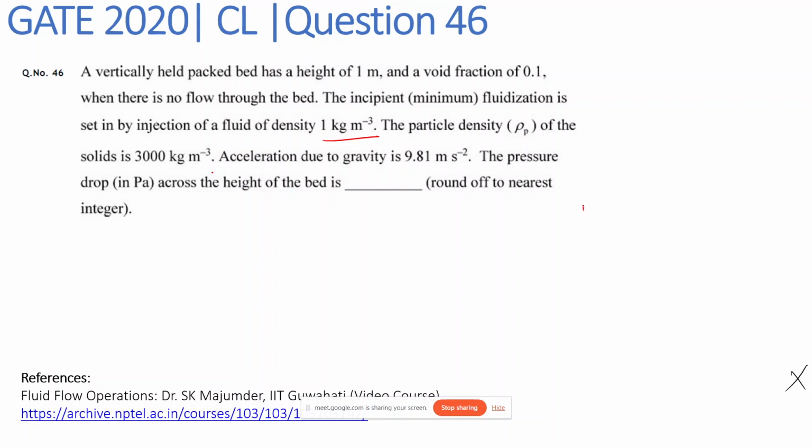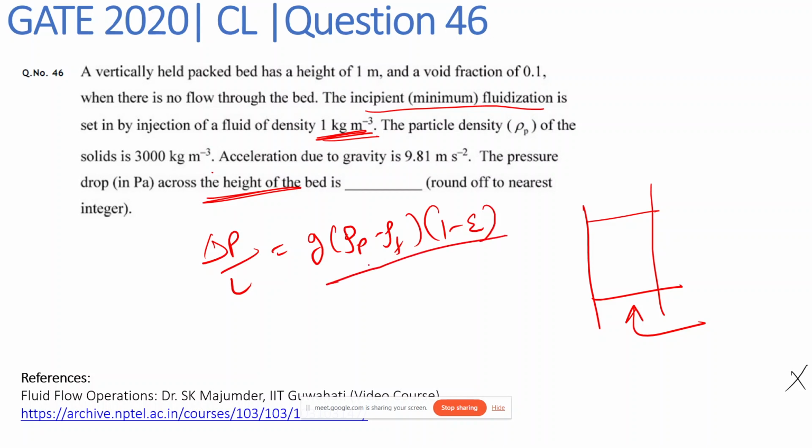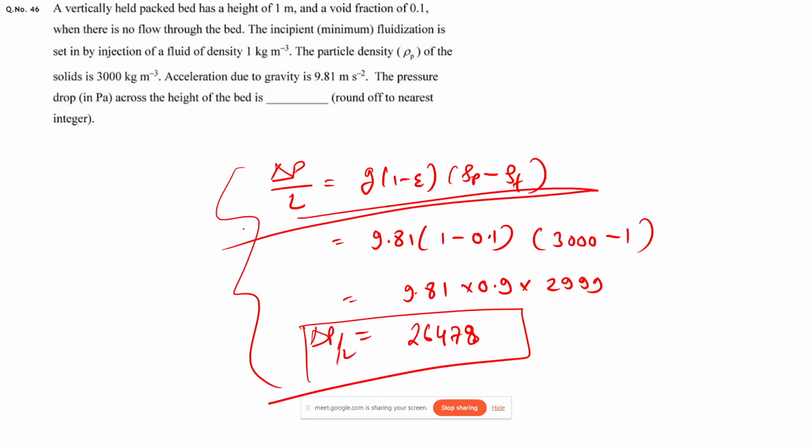So again, in this question, we were given a packed bed, and then we have been given that the fluid of density 1 kg per meter cube is flowing, and at the onset of fluidization or the minimum fluidization, we have to ask the pressure drop. So again, we can simply straight away use the equation delta P by L is equal to g into rho P minus rho F, and then to account for the porosity, we can use this 1 minus epsilon. So this question is again a straightforward application of this equation, very simple.